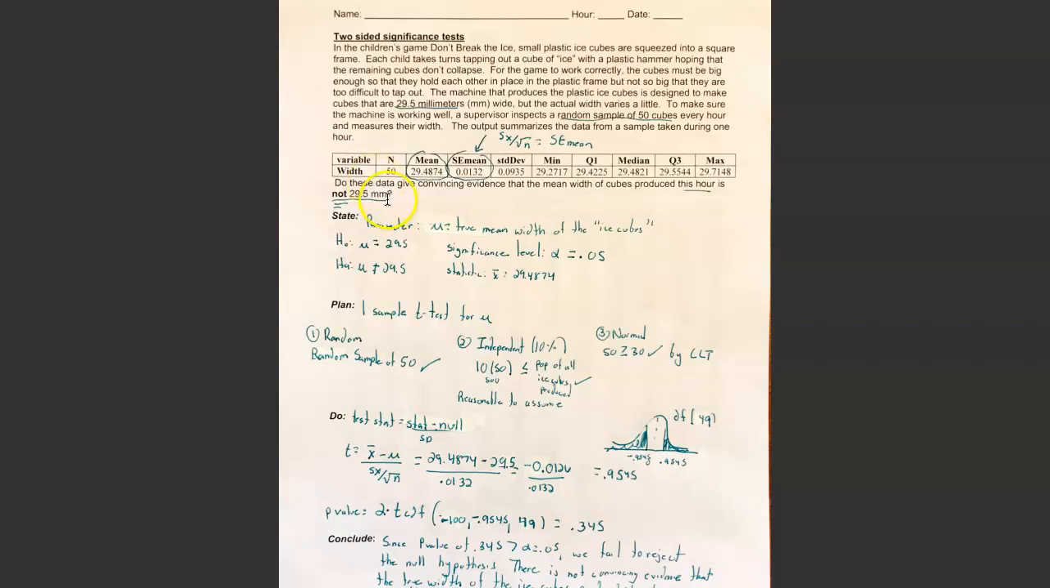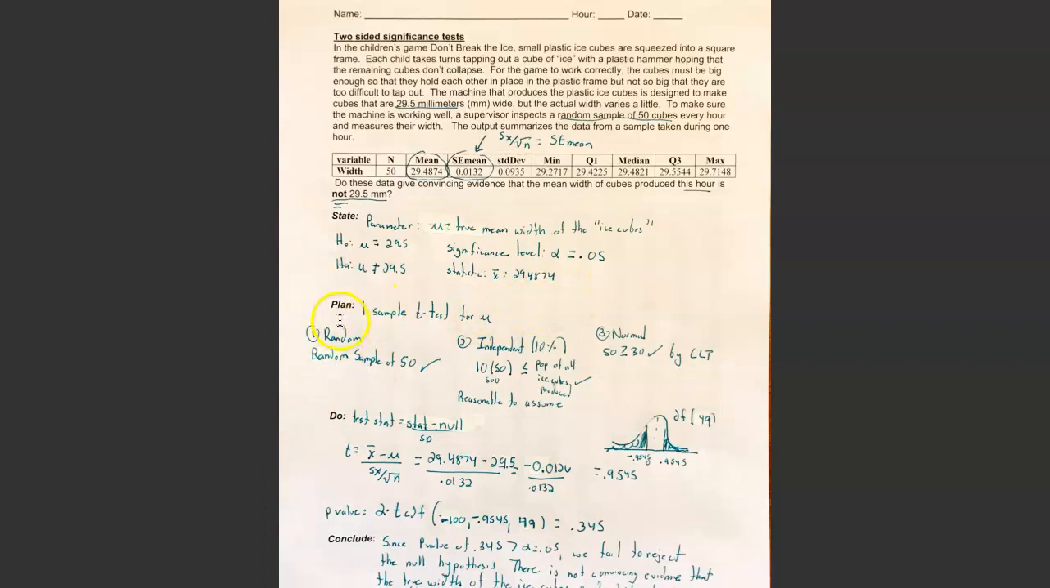So we do our state. Do you remember what you need to state? Your parameter. It's the true mean width of the ice cubes, and I should have even added made in that hour. The null hypothesis is that the mean is 29.5. The alternative is that the mean is not 29.5. It didn't tell us what significance level to use, so we will use 0.05. And the statistic, the mean from the sample, if we look up at our chart, is 29.4874.